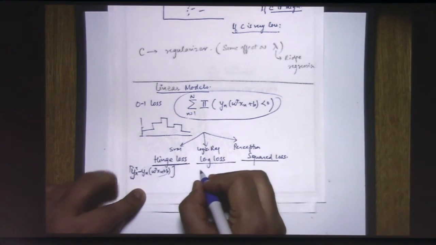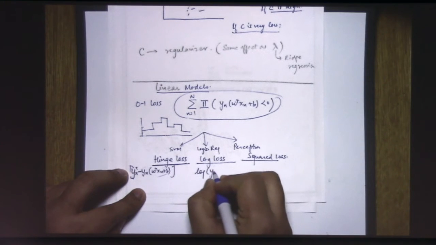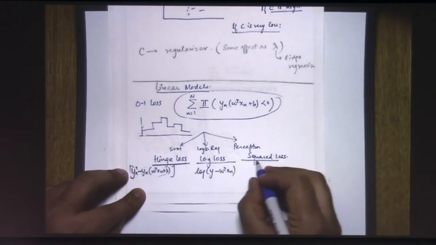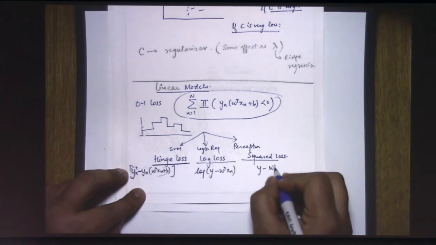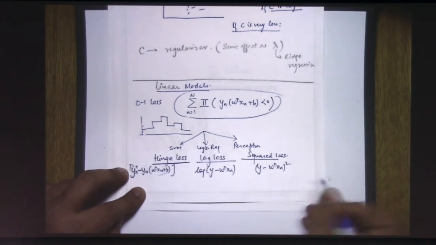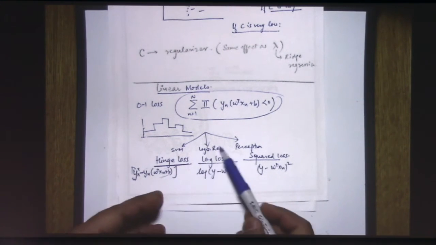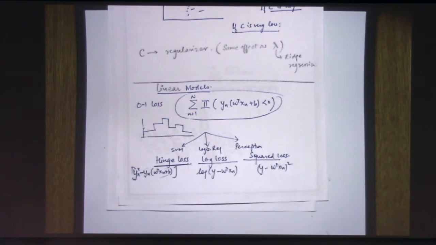This of course is easy to see. This is basically the log of the true y minus W transpose xn, and this is the squared loss, which is y minus W transpose xn squared. So these are three different losses, and that is why these three different methods are different. Basically they are using different losses.